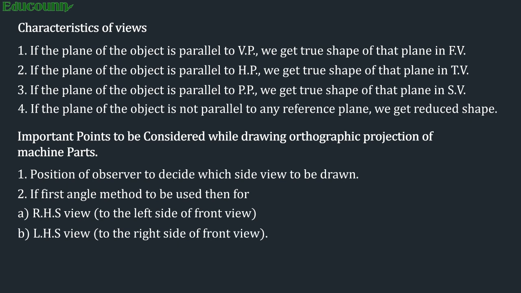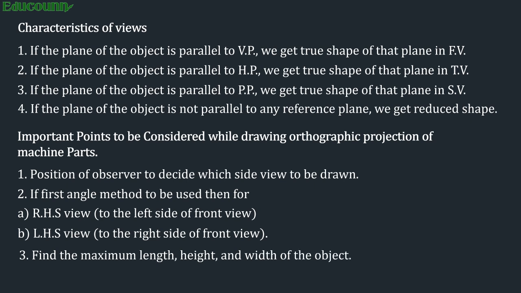So it is totally dependent upon the position of the arrow given in the question, that is the position of the observer which indicates the front view, and you have to identify the side view. Now your next step is finding the maximum dimensions of the object. The maximum dimensions of the object are length, height and width. Total length, total height and total width of the object is calculated.